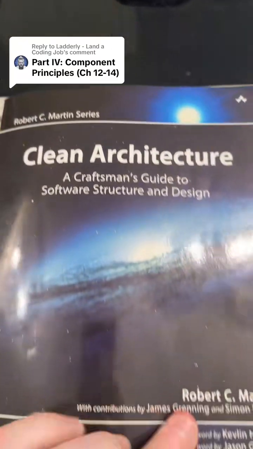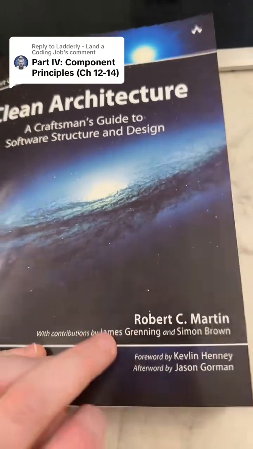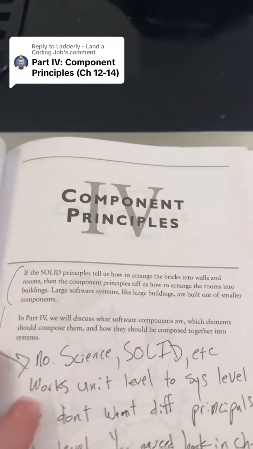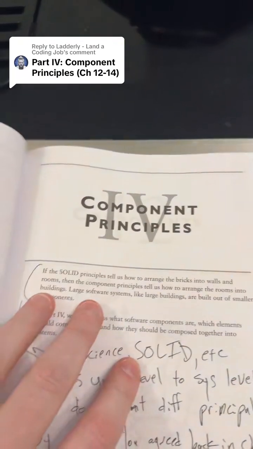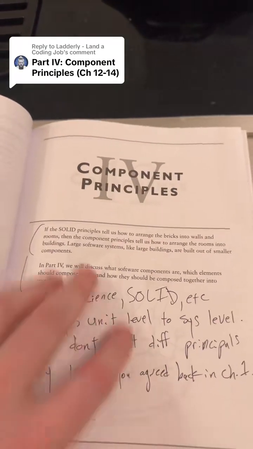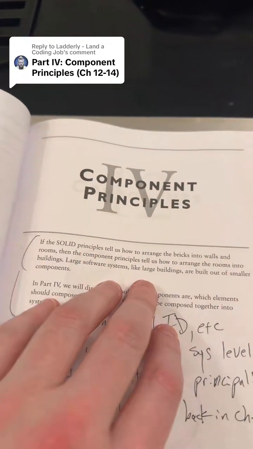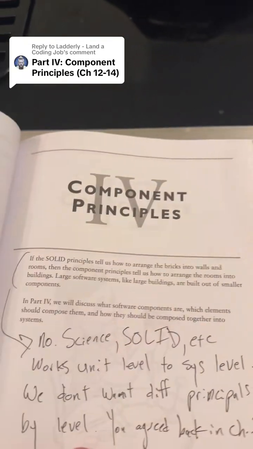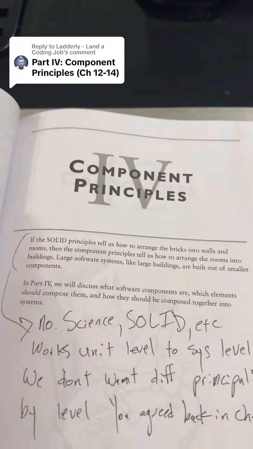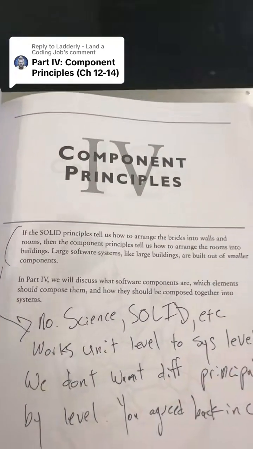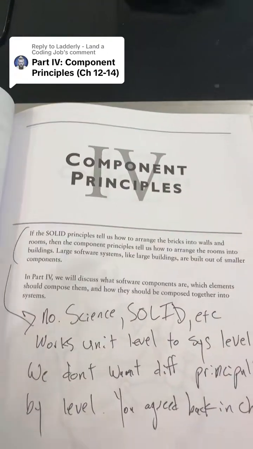Let's review Clean Architecture, Part 4, Component Principles by Robert Martin, aka Uncle Bob Martin. In the intro to Component Principles, he says, if SOLID principles tell us how to arrange bricks into walls, then component principles tell us how to arrange the rooms into buildings.